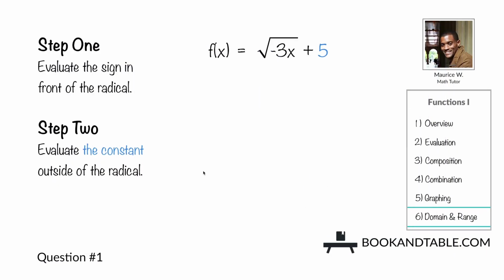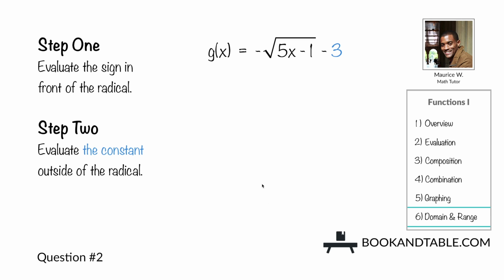Question number 1. f of x is equal to the square root of negative 3x plus 5. So step 1, evaluate the sign in front of the radical. It is positive. So we know the function is going to be trending towards positive infinity as the high point. And then step 2, evaluate the constant outside of the radical. It is positive 5, so this is where the range will begin. So the range for f of x is from 5 to positive infinity, including 5. So that is the answer to question number 1.